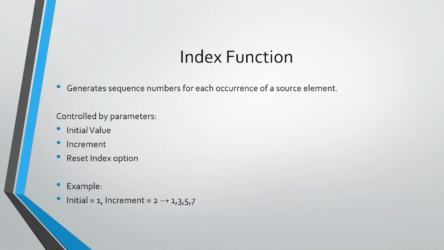In this example, the initial value is set to 1 and the increment is set to 2, which generates the sequence numbers accordingly. So these are the statistic functions available in SAP CPI Message Mapping. Now let's see how these functions work practically in the Message Mapping editor.